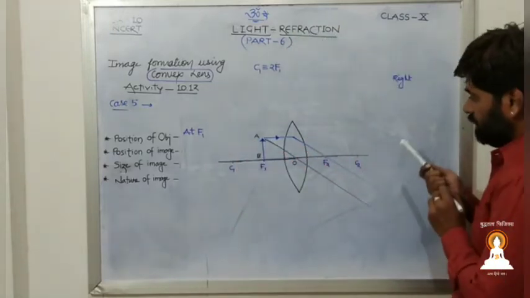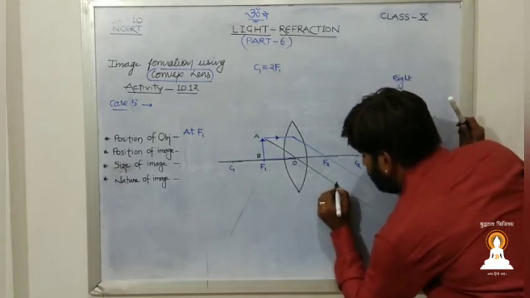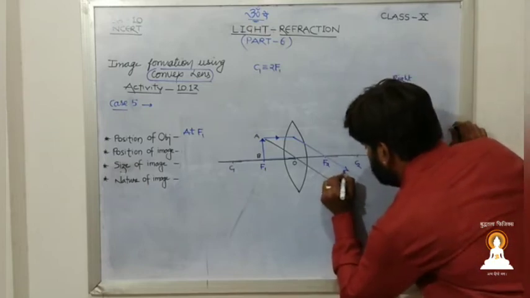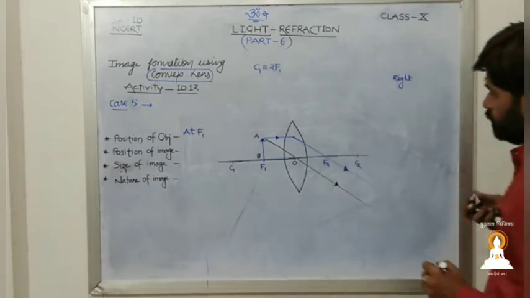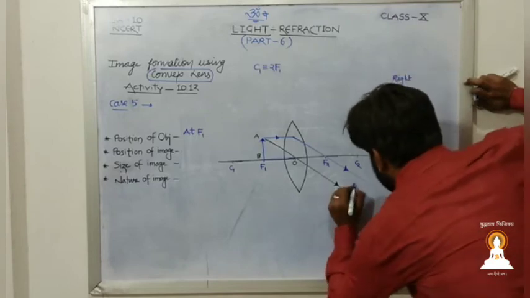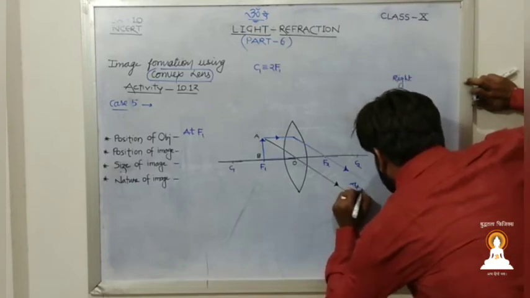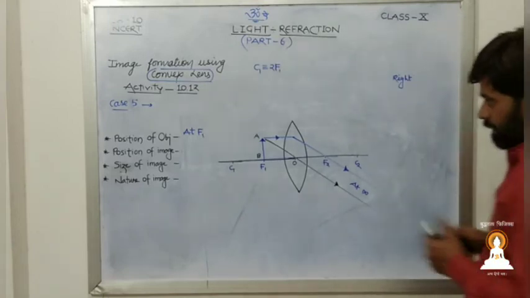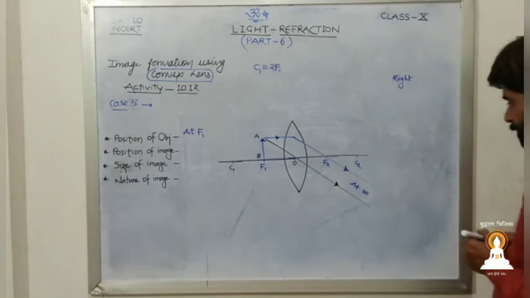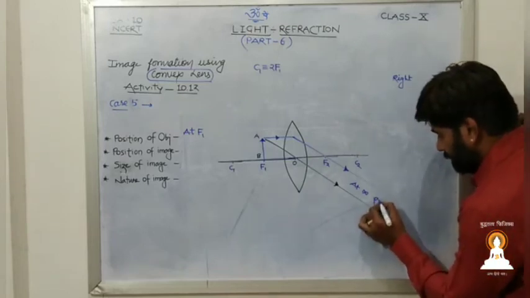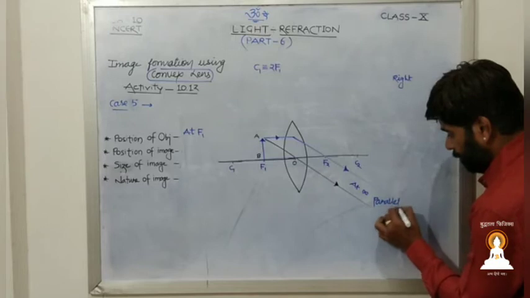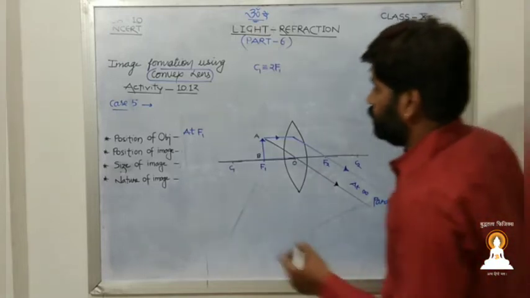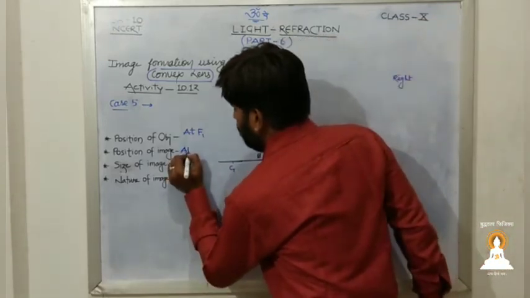Okay, so we see that both these refracted rays are parallel. Will they meet? No, they will not meet. Or we may say that they will meet at infinity. We don't know where infinity is, so for us they will never meet. These are parallel rays, so the position of the image will be at infinity.